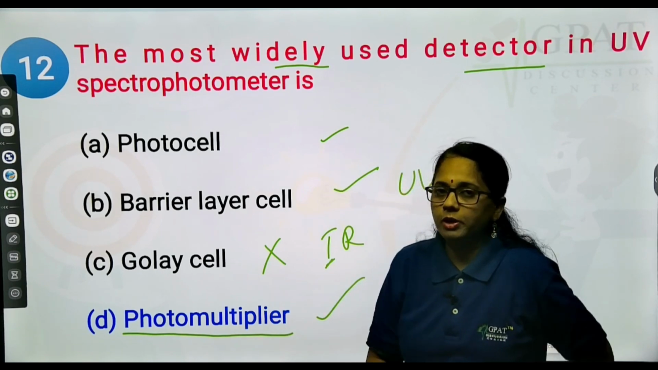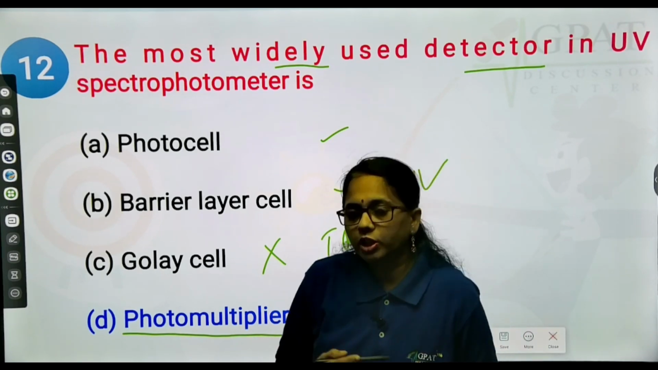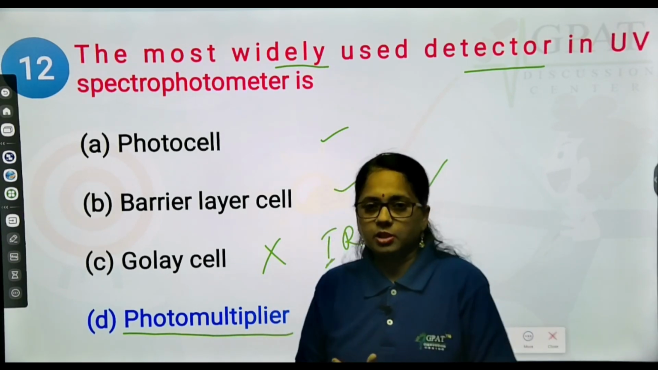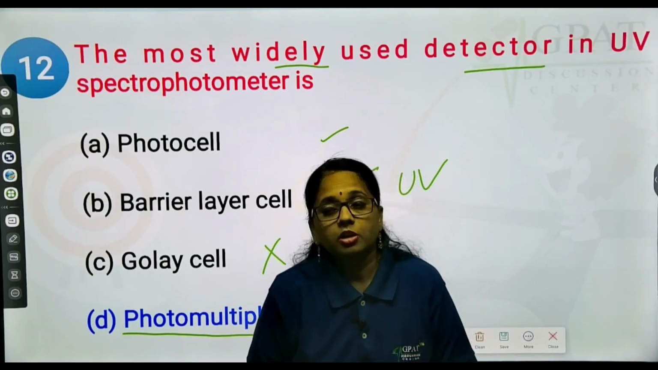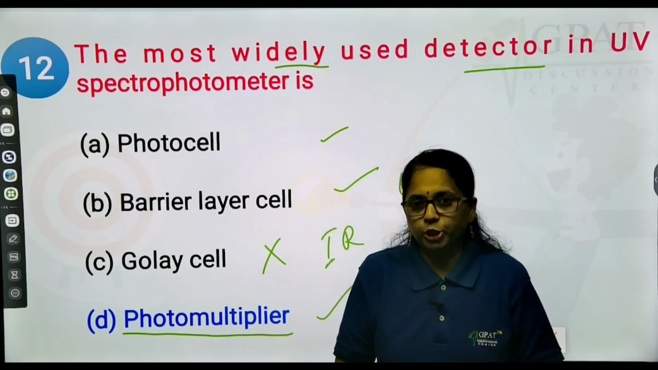Photomultipliers means it is going to multiply the signals, because there you are going to see diodes present there.